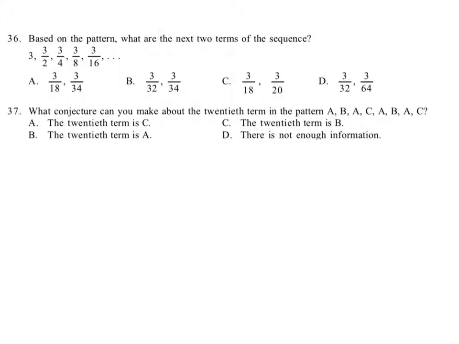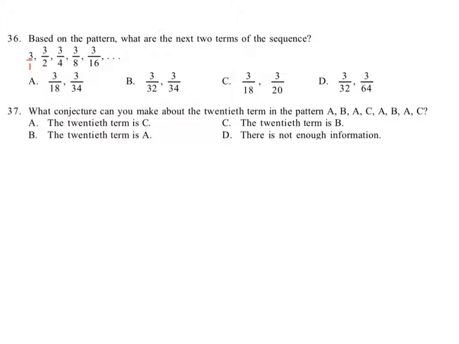Okay, what's the pattern here for 36? Well, we see 3. 3 is really the same as 3 over what? Any whole number you can put over 1. Okay? So what's the pattern? Well, we're getting a 3 every time on the top. 3, 3, 3. The numerator is always 3.